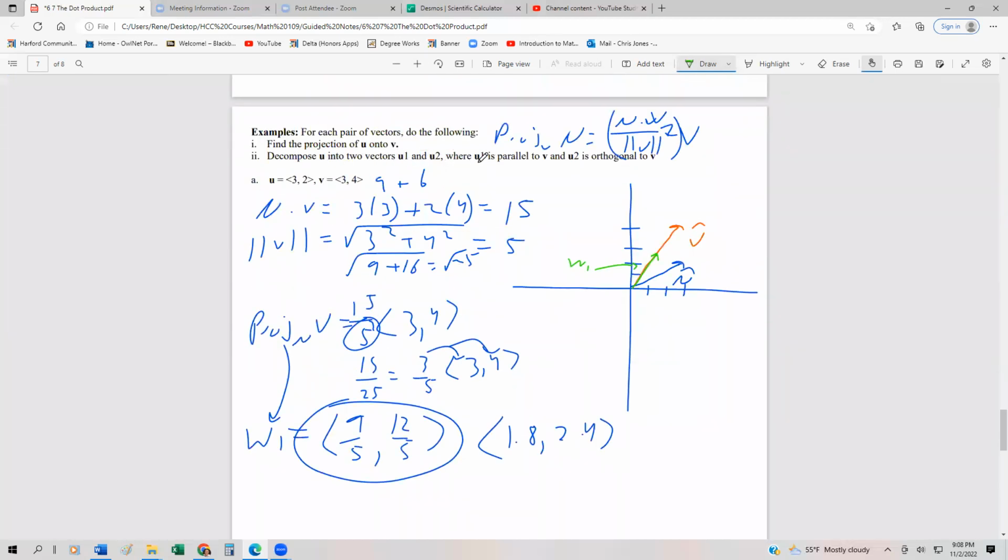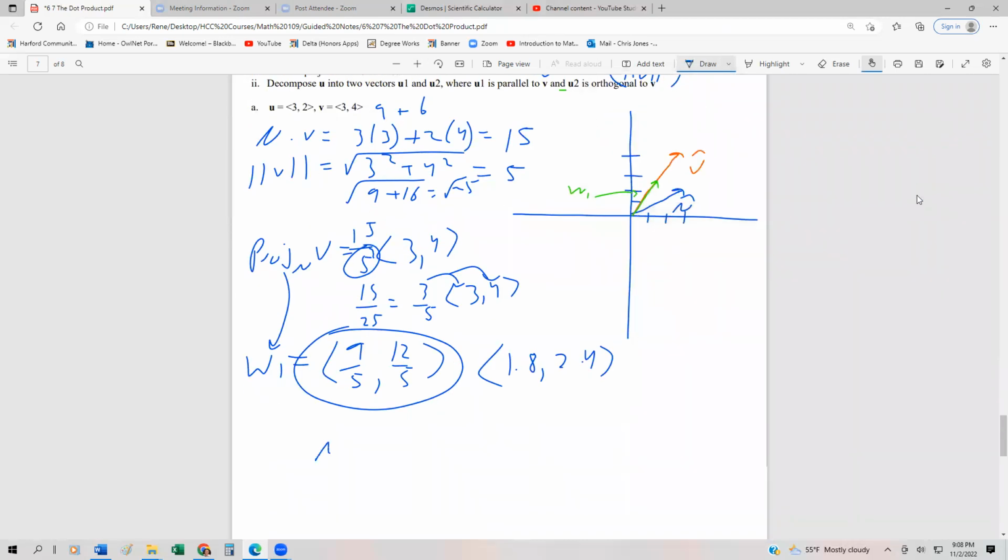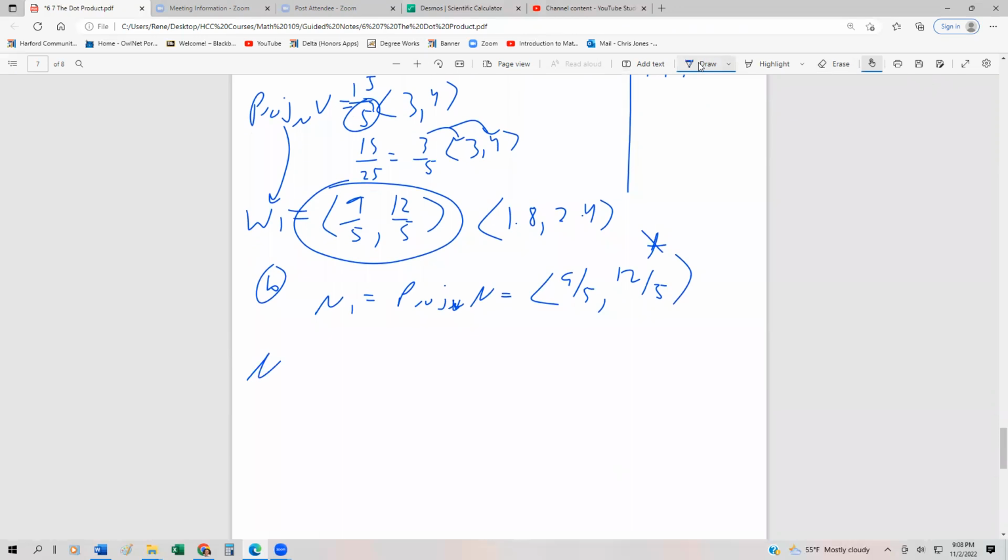Now, one last thing is that it asks us to decompose U into two vectors, U1 and U2, where U1 is parallel to V and U2 is orthogonal to V. The good news is U1 is just going to be the same thing as the projection. So this is part B. U1 is the same as the projection of U onto V, which we said was 9/5 comma 12/5. To find the other part, we're just going to subtract this vector from U. So U2 is equal to U minus U1.